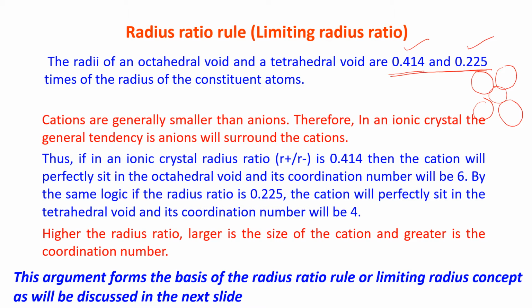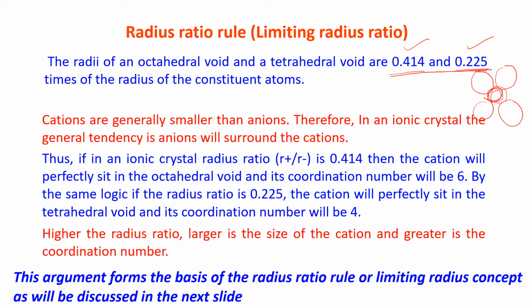Now, if the radius of this atom, this ion, is given, the void will be 0.414 times the radius of the constituent atom for an octahedral void, and 0.225 times the radius of the constituent atom in a tetrahedral void.